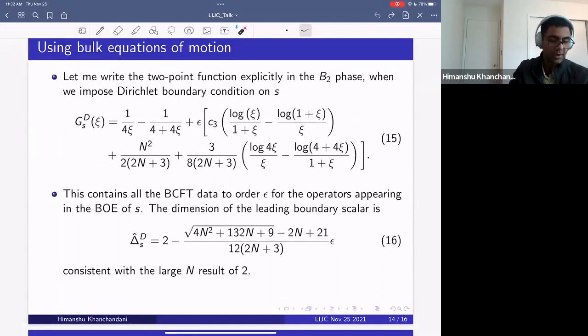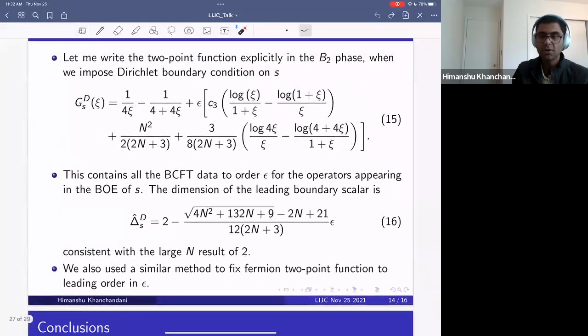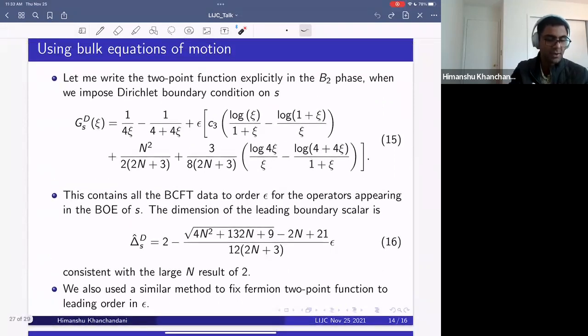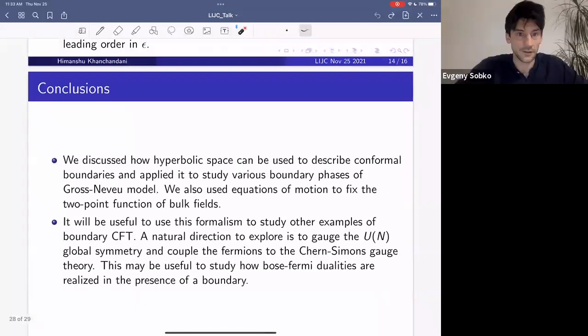I will also mention in the end that we also did this for the fermion. You can use the same trick for the fermion two-point function. You can apply equations of motion and you can get the correlator exactly. So using this method, we fix both the fermion and the scalar correlator in Gross-Neveu model to leading order in epsilon. That's all I wanted to say.